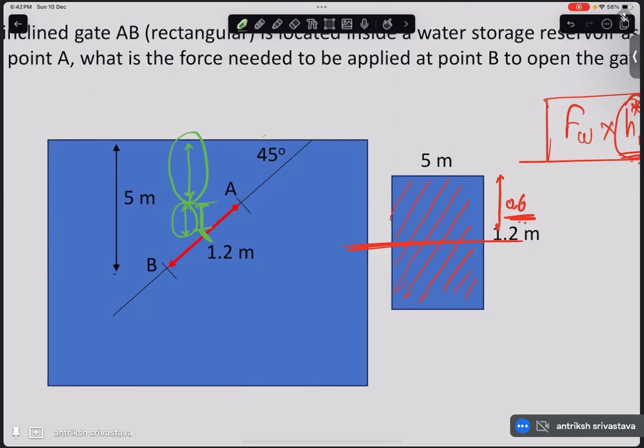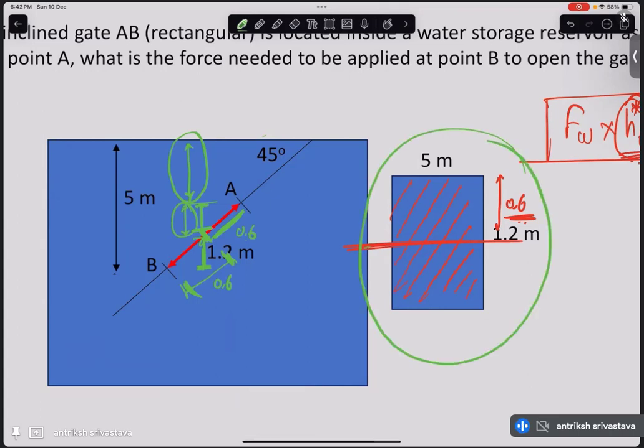This particular vertical component of this 0.6 meters is going to be the same as this vertical component, because here also it is 0.6, because CG for this rectangular face area is going to be in the center. So 1.2 is going to be divided into equal parts, 0.6 above, 0.6 below. So if we were to just subtract this vertical component of 0.6 from 5, we would have much more easily gotten our answer, which will be the same as what we had earlier.